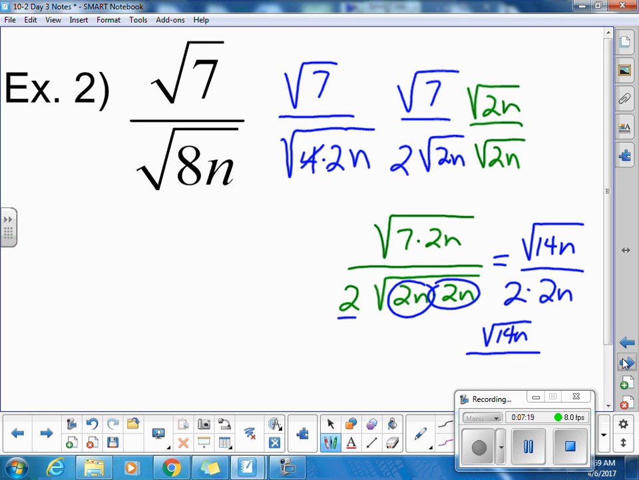over 2 times 2n, which is 4n. Again, I can't cancel because the square root of 14 is not an even number. That is not really n on the top. It's the square root of n, which is not the same as n. So that's as simplified as I can get it.